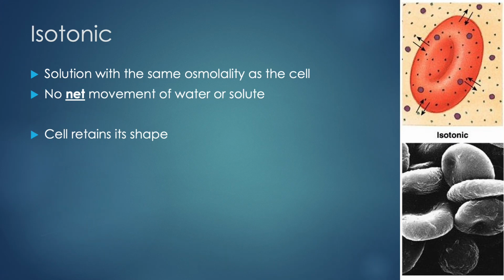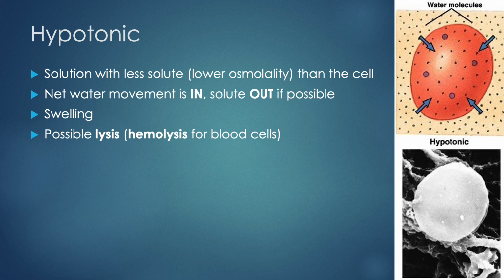So just to reiterate, in an isotonic solution, the solution has the same osmolality as the cell. So there is no net movement of water or solute, and the cell totally remains normal looking. In this case, we have a red blood cell looking like a normal biconcave disc. In a hypotonic solution, you're going to have less solute or lower osmolality in the extracellular fluid than in the cell. So the net water movement is from the extracellular fluid into the cell, and if the solute can leave, then it will, but that's not necessarily always the case.